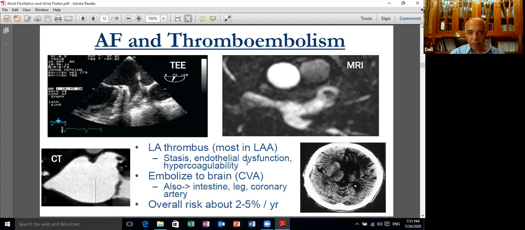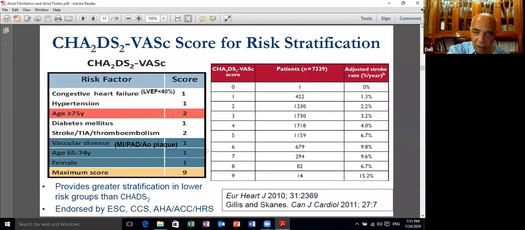The reason why thrombosis occurs here is multifactorial, including stasis, endothelial dysfunction, and hypercoagulability, because we are dealing with a chronic inflammatory condition. Because of that, several risk scores have been identified to classify patients according to the risk of thromboembolism. Remember that these are general risk factors. Atrial fibrillation is not included among them, but atrial fibrillation, of course, is the platform on which it is.